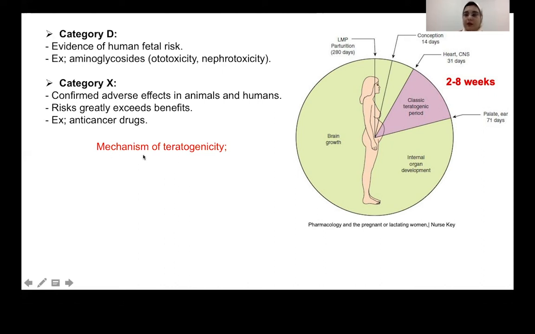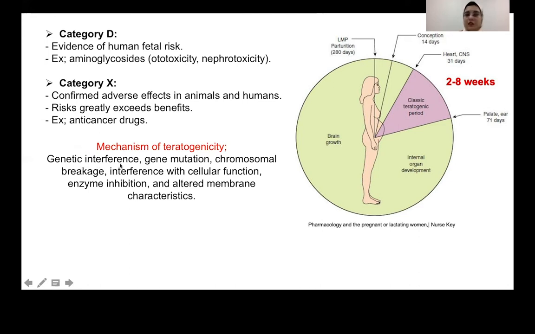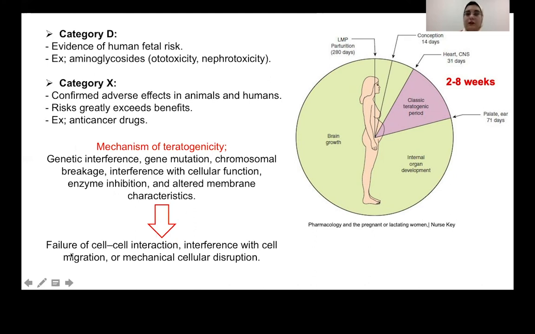What is the mechanism of teratogenicity? Drugs can have many mechanisms, like interfering with the genetics, gene mutation, breaking down the chromosomes, interfering with the cell function, inhibiting the enzymes, and altering the membrane characteristics. What is the end result? Failure of cell-to-cell interaction. The cells fail to grow, interference with the cell migration, and mechanical cell disruption, it means bursting of the cells. So all these effects will lead to defective formation and development of the baby organs.